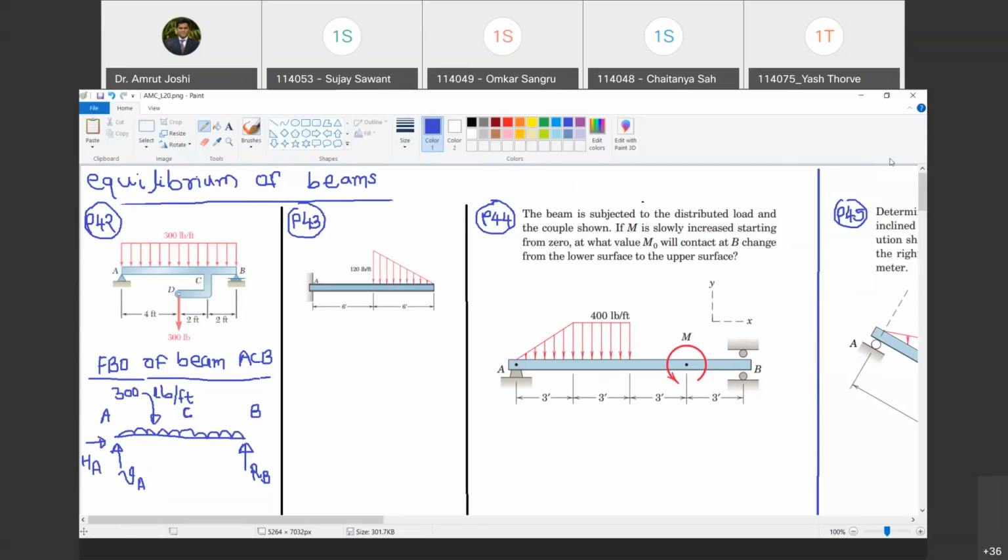The self-weight of the beam. No, sir. Because nothing is mentioned about it in the problem, therefore we have to neglect the self-weight. Otherwise we would have shown the self-weight. Do you agree with me?